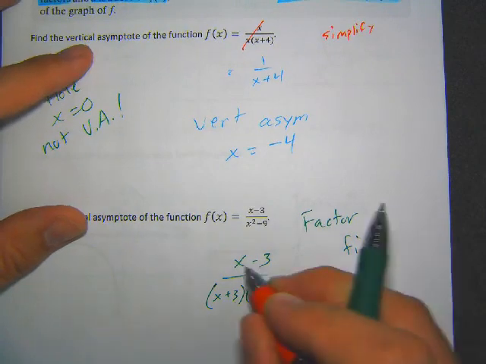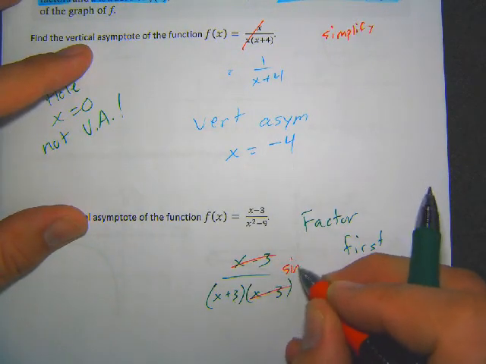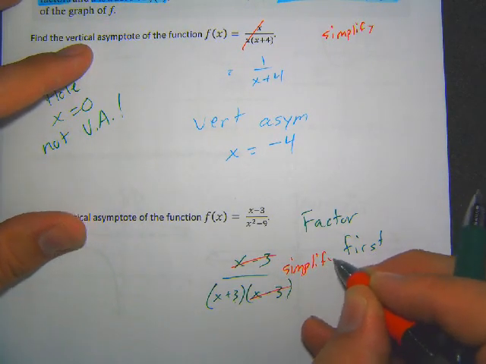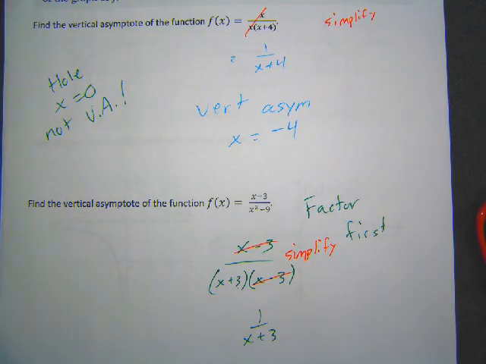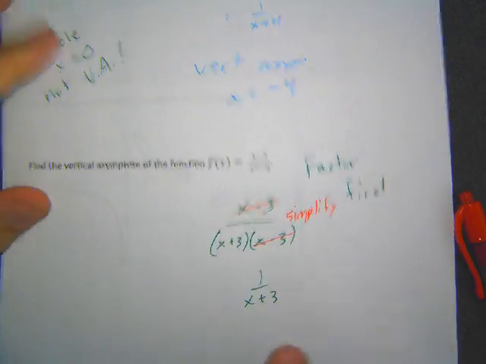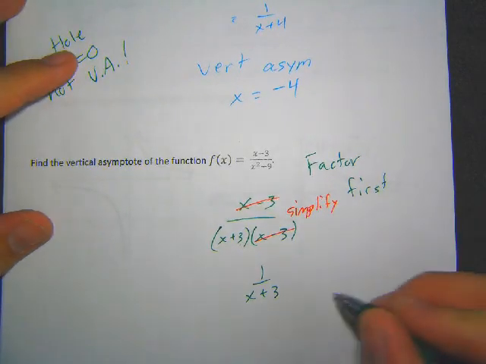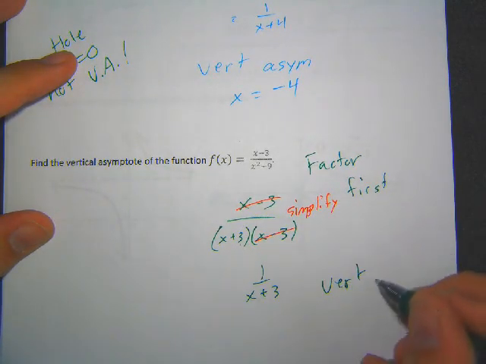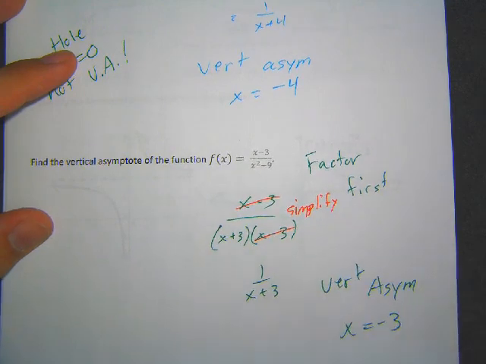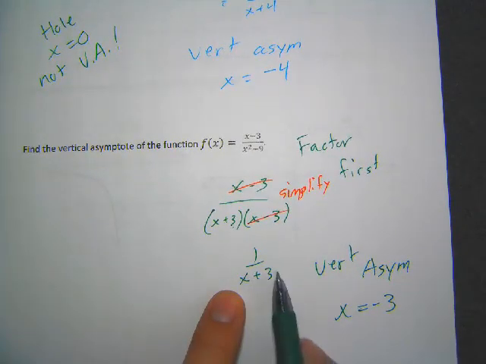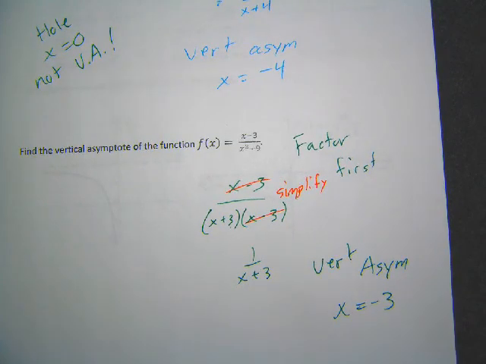Here you can see the x minus 3's simplify, they cancel. So you're just left with 1 over x plus 3. So this tells us that the vertical asymptote comes from that expression. The vertical asymptote is going to be x equals -3, because -3 plus 3 gives us 0. That's going to be the vertical asymptote.